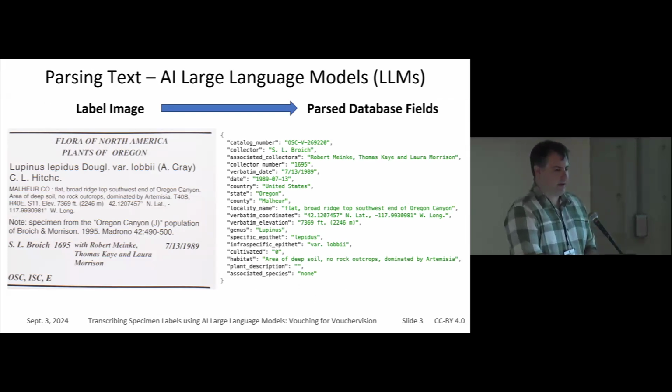The large language model looks at this text and says, okay, this is the collector, and that's the collection date, and that's the genus, and so on.